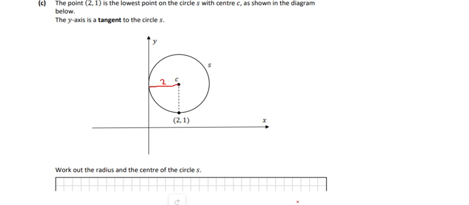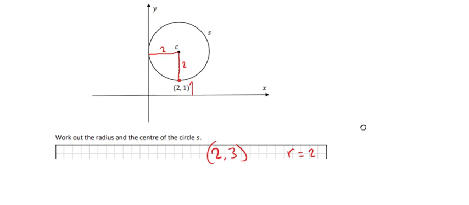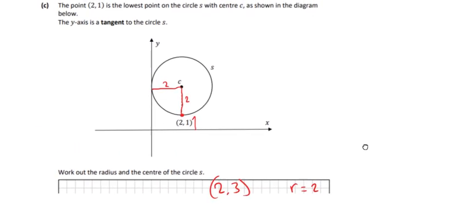Then because this is the point 2, 1, we know that this distance here is 2 as well, because that's still the radius, that's just another radius. Therefore if we go down 2 there and then we're going up 1 here to get to that point, well then the coordinate for C has to be 2, 3. So the center is 2, 3 and the radius is 2, and that's all we need to give the center of the circle. We don't even need to give the equation of the circle, we just need to write down what the radius and the center is. So there'll be some marks going there if you got just the radius even.